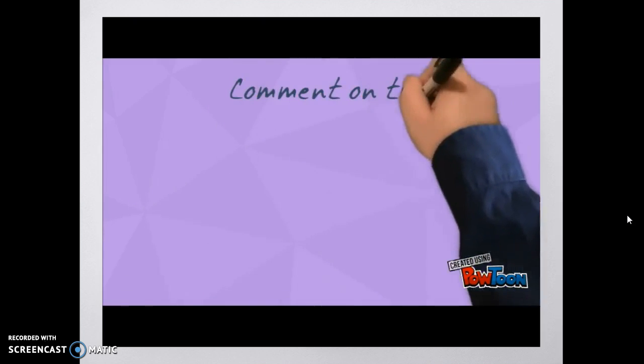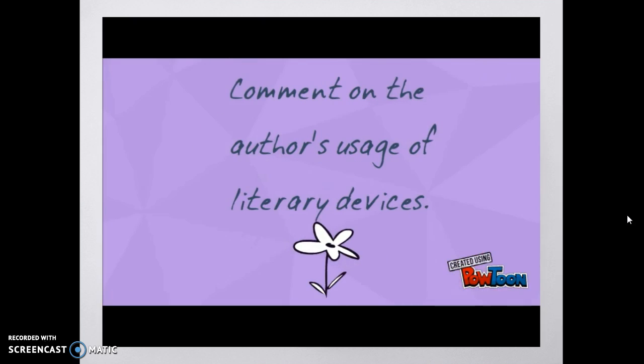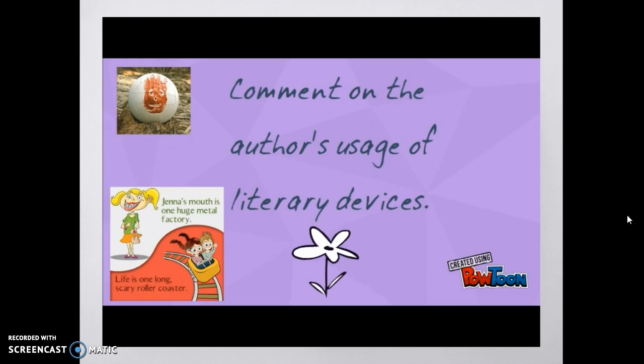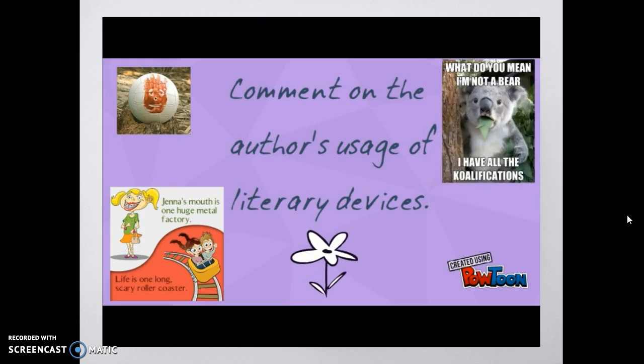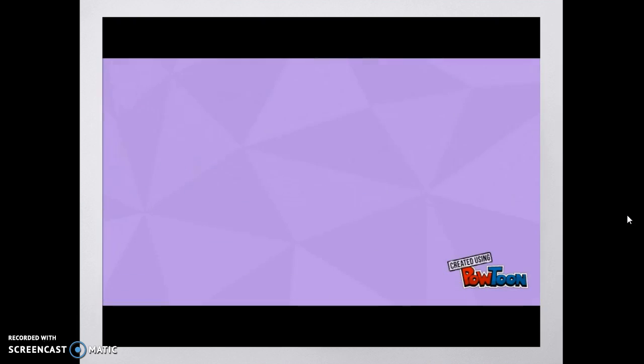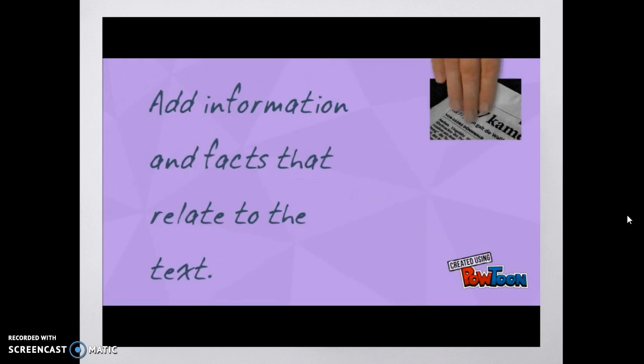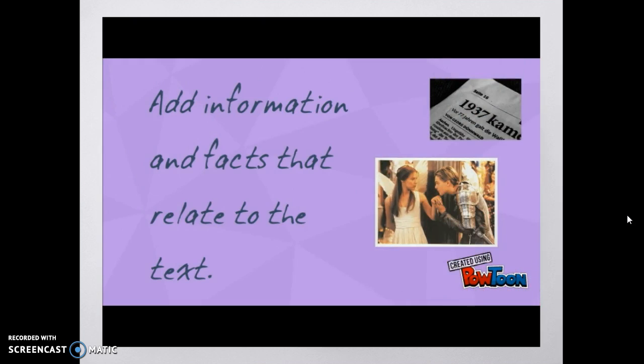You can comment on the author's usage of literary devices. Do you notice a brilliant use of personification? Does a particular metaphor make you understand something better? Is there a pun that is particularly, well, funny? You can add information and facts that relate to the text as well. Is there historical context that you can add? Is there an allusion that you don't recognize but you can look up? Teachers love a good allusion.